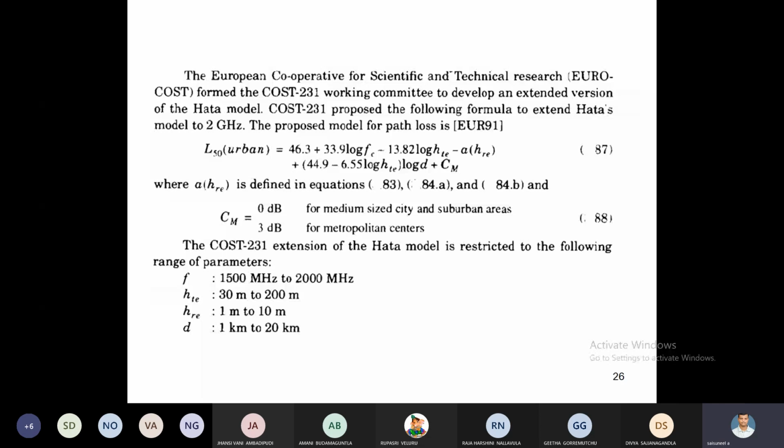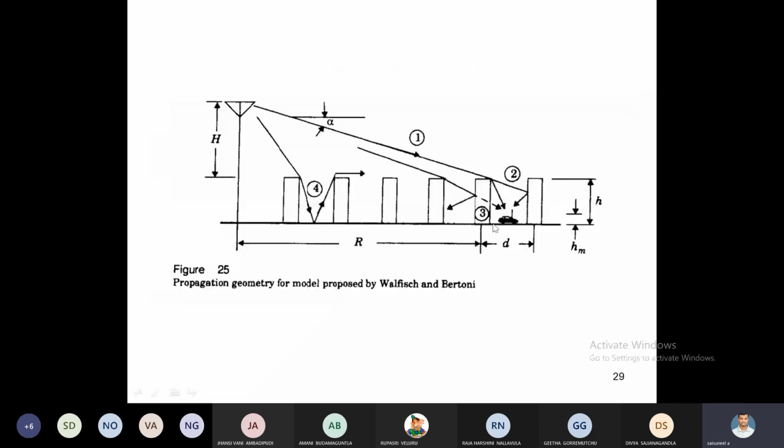What is meant by Q²? Q² is nothing but the reduction in rooftop signal due to rows of buildings which immediately shadow the receiver at street level. See this one, this is the Hata model. This is a base station antenna. This is a receiver. There is a series of buildings. The mobile station is in between buildings, so there is no line of sight path. A number of reflections take place and finally reach the mobile station.